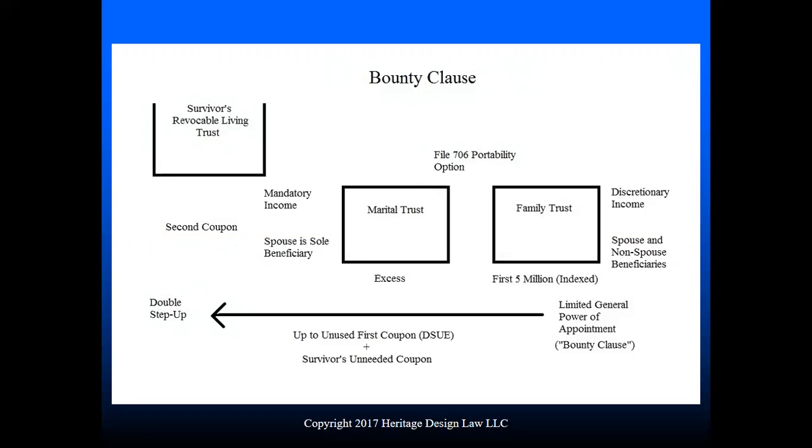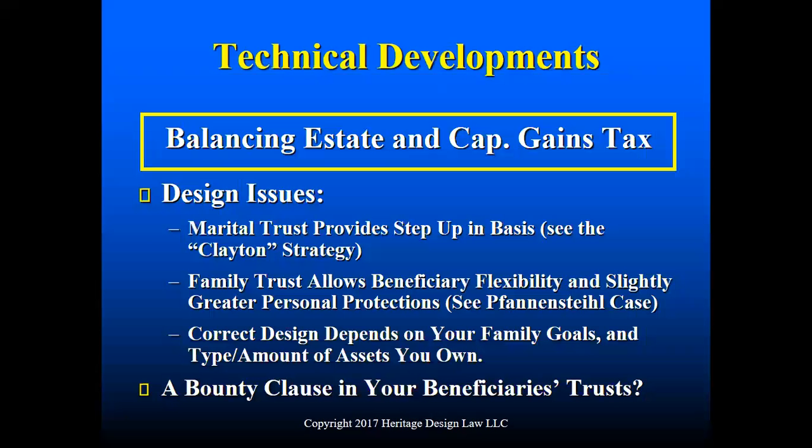So what happens then is that on the death of the second spouse, the second spouse has a limited power of appointment, it's called the bounty clause, that includes certain assets in the family trust in the estate of the second spouse to die. So that means that we get a second step up in basis. In other words, an additional step up in basis when the second spouse dies.